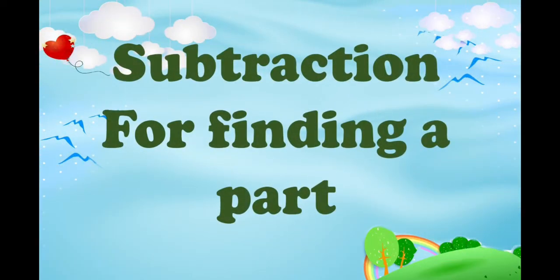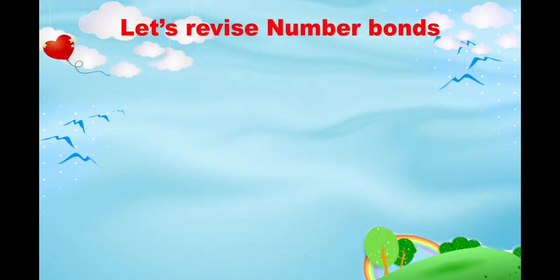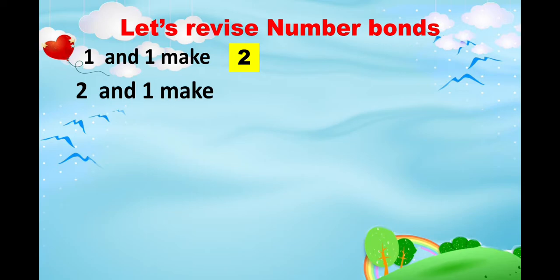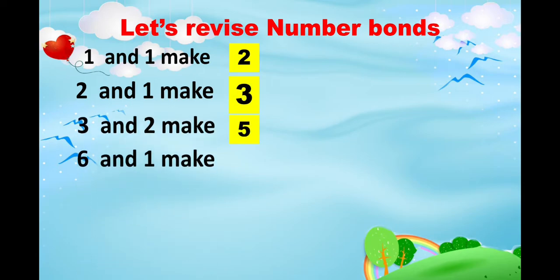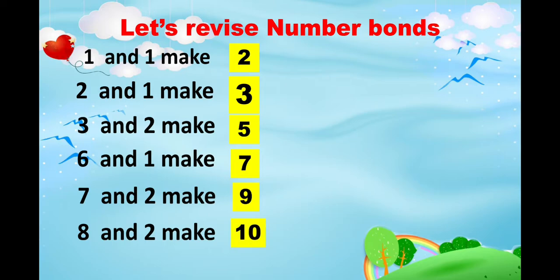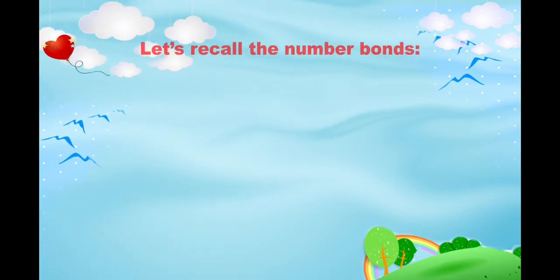Now, subtraction for finding a part. Let's see the example. But before that, we are going to revise the number bond, because now we are going to use the number bond technique for subtraction. 1 and 1 make 2. 2 and 1 make 3. 3 and 2 make 5. 6 and 1 make 7. 7 and 2 make 9. 8 and 2 make 10. So these were the number bonds.